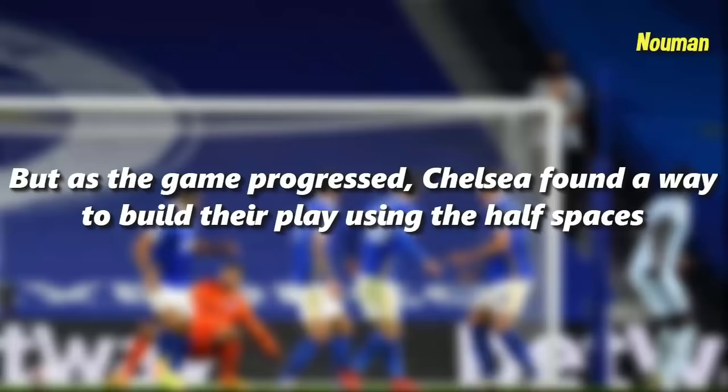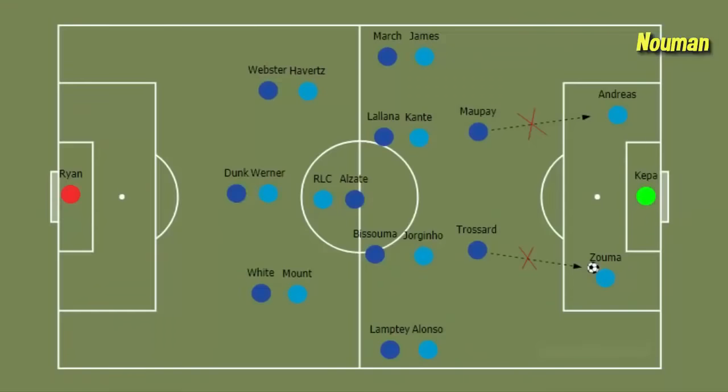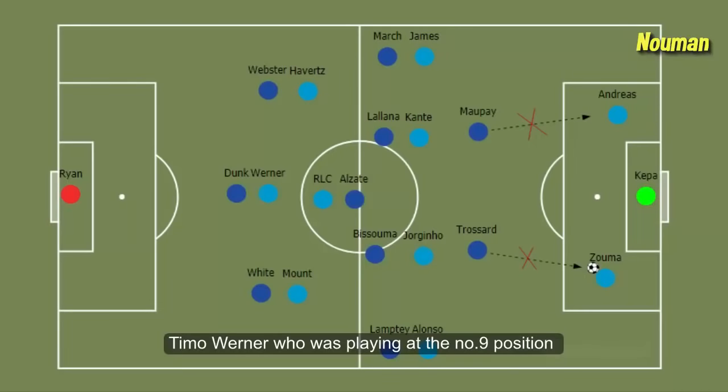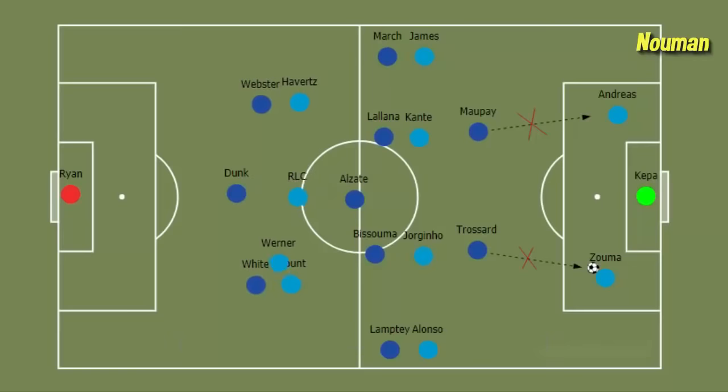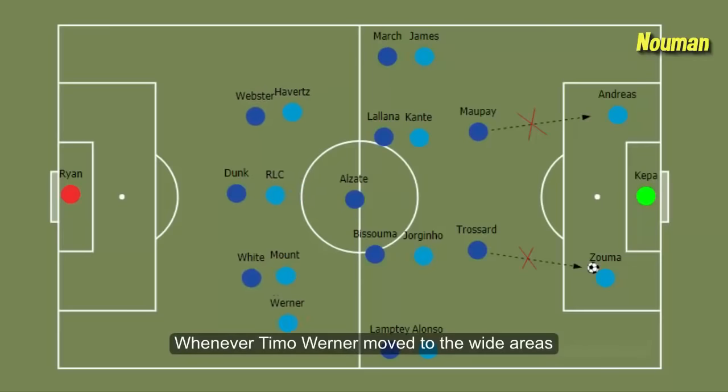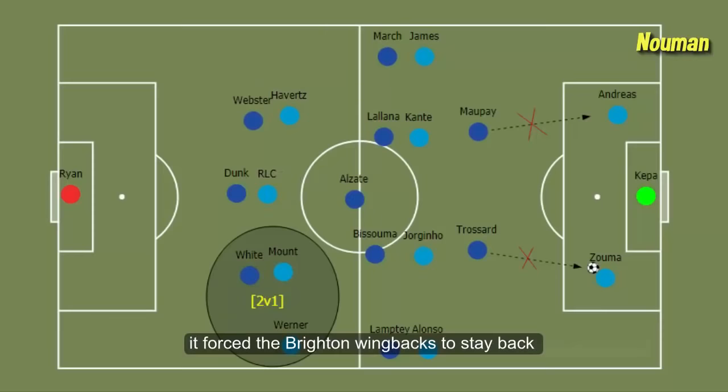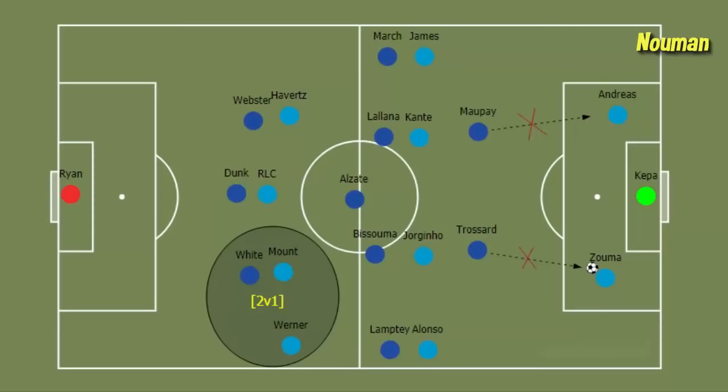But as the game progressed, Chelsea found a way to build their play using the half spaces. Timo Werner, who was playing at the number 9 position, was often moving to the wide areas, with Ruben taking the temporary number 9 position. Whenever Timo Werner moved to the wide areas, it forced the Brighton wingbacks to stay back and cover Timo Werner.